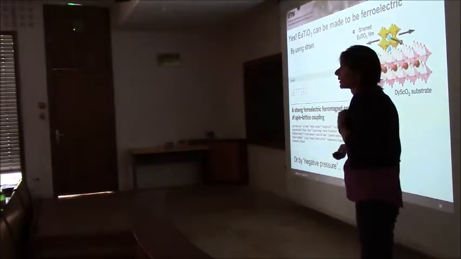So the other way, though, that one could, in principle, make europium titanate ferroelectric is that we just need to increase its lattice constant. If we can increase its lattice constant, then it should become ferroelectric. So we can apply negative pressure. And this we can do in the computer very easily. If I take europium titanate and just stretch it in all directions, it becomes ferroelectric. But any thoughts on how we can do this in an experiment?